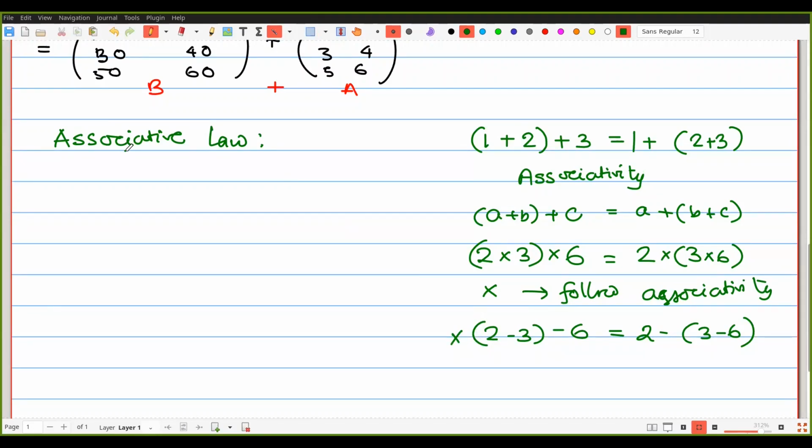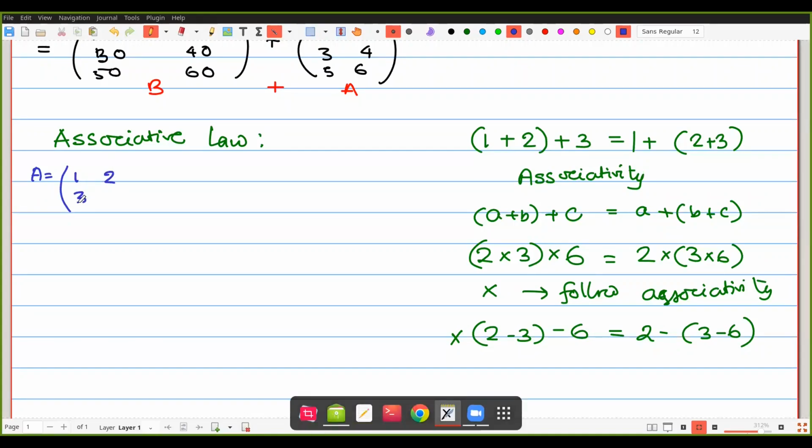But what happens with the matrix associativity law? Let's check. Suppose we have a matrix A that is 2 cross 2, say 1, 2, 3, 4.